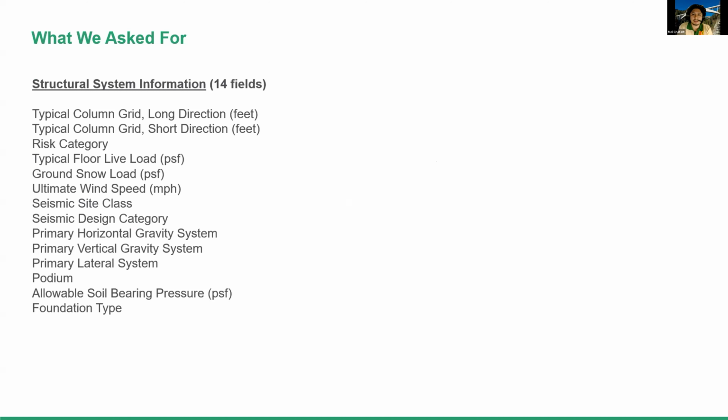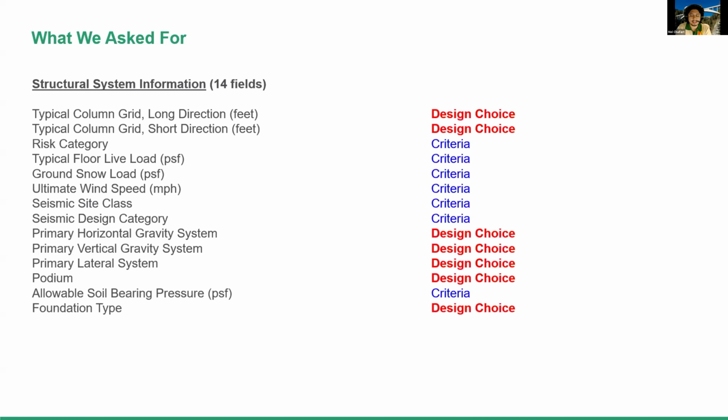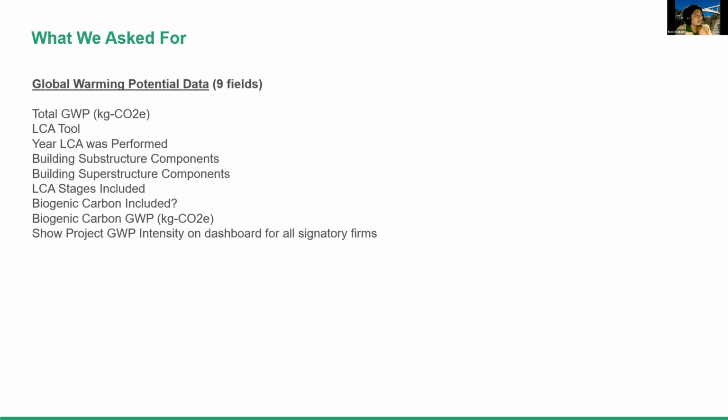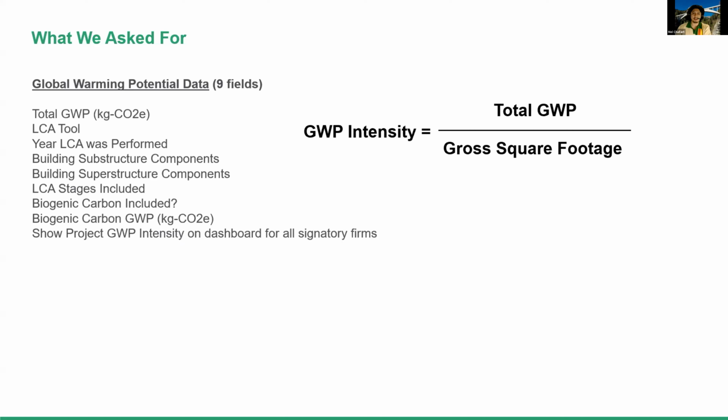So what we collected was a lot of structural information, and I think what's most important here is that these are really exciting design choices and criteria that we are looking for, that we're very proud of collecting because it is very rich information. On top of that, we're also collecting a lot of global warming potential data, total GWP, LCA tool used, as well as biogenic carbon and biogenic carbon GWP. We will then have this GWP intensity, which is total global warming potential divided by square footage. So what did we receive?